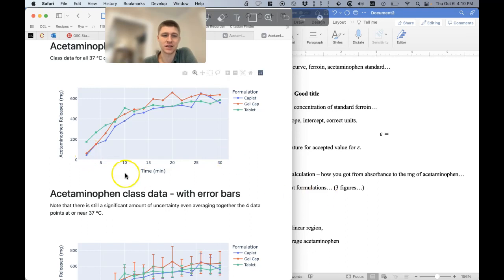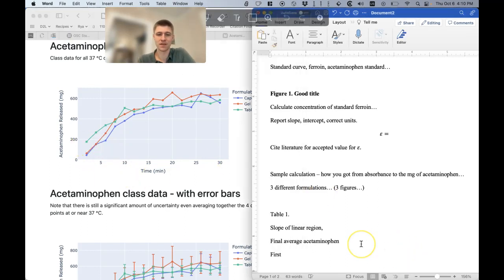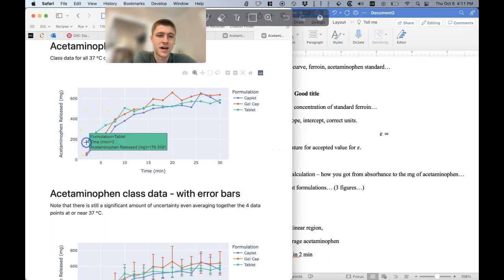So that might be a nice column in your chart, immediate release in 2 minutes, so you can quantify that we actually got out a significant fraction of the tablet within that first 2 minutes.